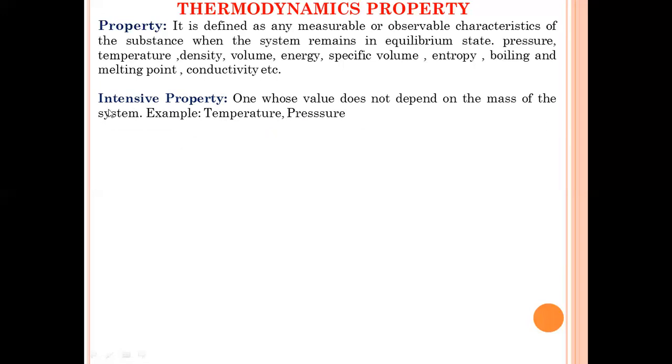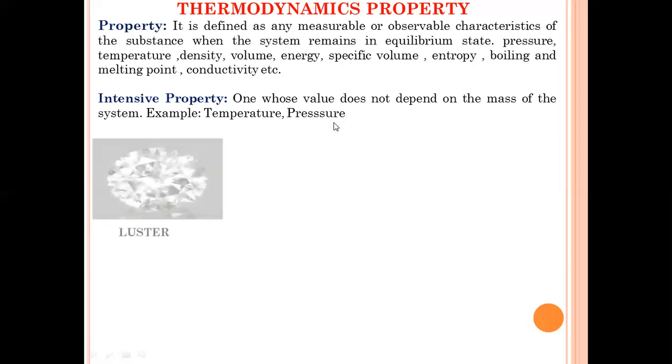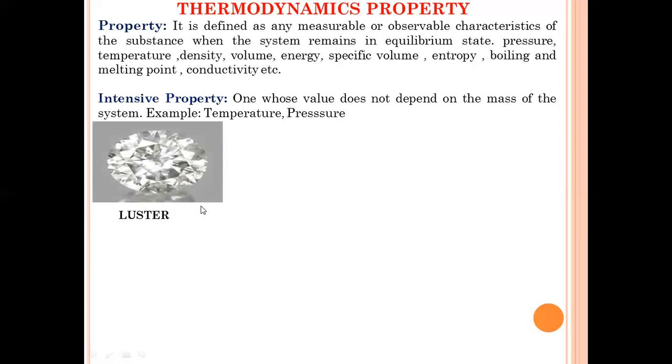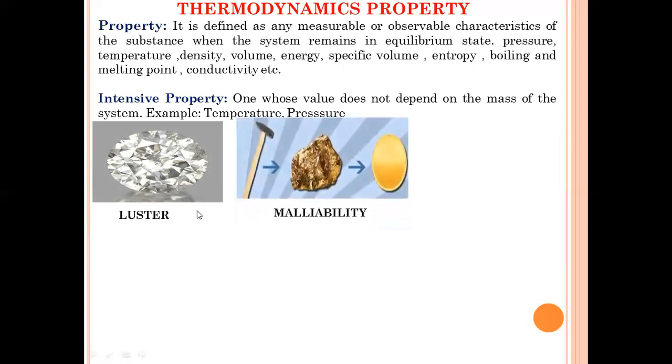First, let us discuss intensive property. Intensive properties are those whose value does not depend on the mass of the system. Temperature does not depend on the mass. Again, pressure does not depend upon the mass. Let us see some different examples. Luster. Let us take an example of diamond. 50 grams of diamond has the same luster as 100 grams of diamond.